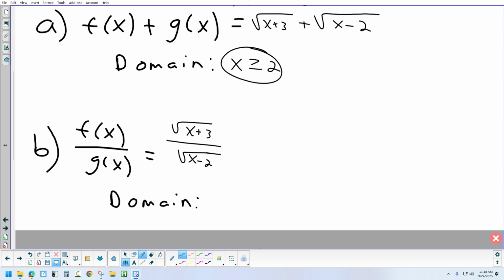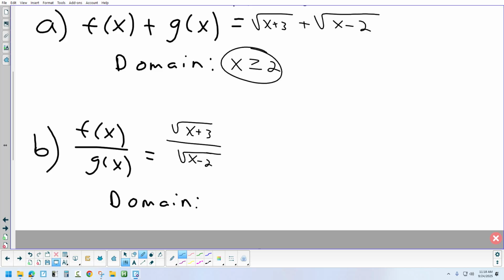But what's the domain going to be here? Everything over 2? Why not including 2? Because then that'd be a square root of 0. Square root of 0 is okay. Remember I said that before. Square root of 0, no problem. But it would make us divide by 0. Well, that's another problem. So we don't want to divide by 0.